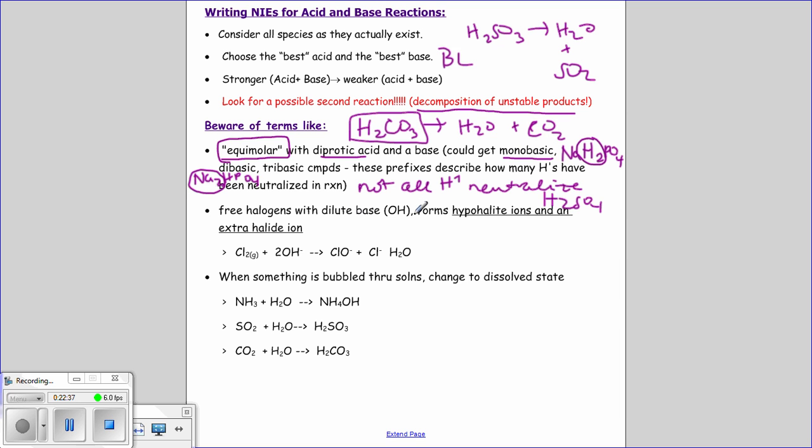Free halogens with dilute bases or OH minuses in solution form hypohalite ions, hard to say that, but this is very rare. We don't see this too often, but beware, it is possible to occur. And then if anything ever says bubbled through solutions, you're going to take that gas, these are three gases, in water to make the unstable product that we had initially noted up here at the top. It's opposite here. We're actually going to be forming these, and they could decompose still, but we do want to know that we can actually form them.